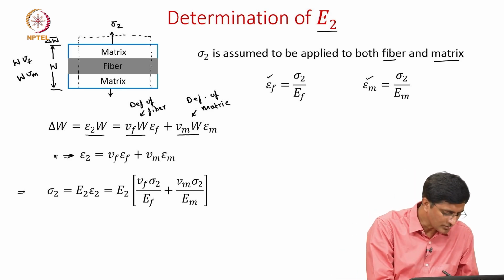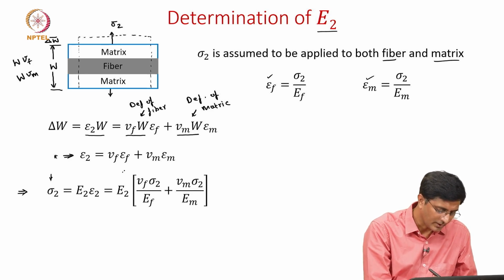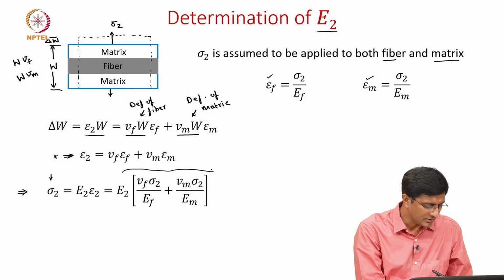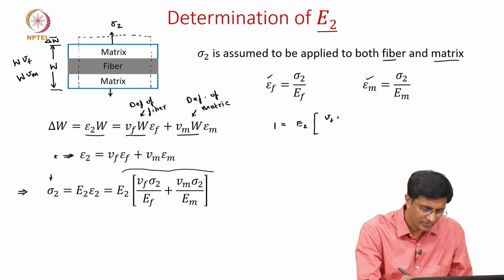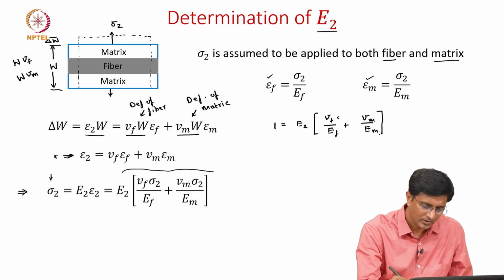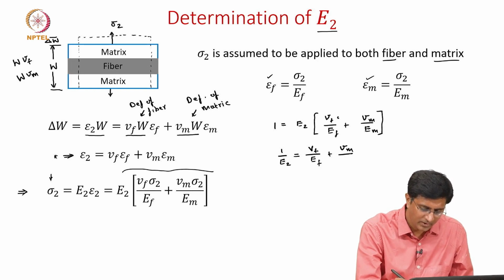So now once we focus on this equation and consider the first term here and the entire last term here, we notice that sigma 2 is common in every term. So once we remove it, we can write it as 1 equals E2 times Vf by Ef plus Vm by Em. Or in other words, we can write it as 1 by E2 is equal to Vf by Ef plus Vm by Em.